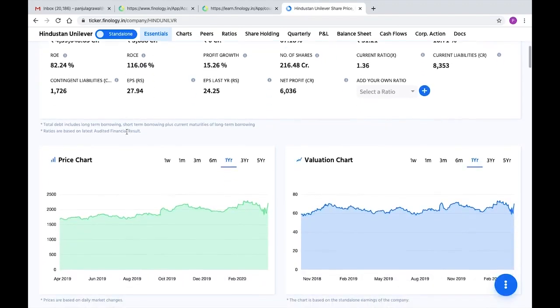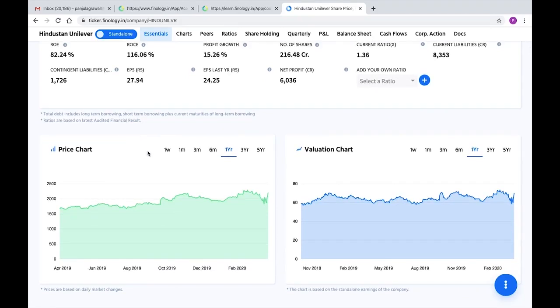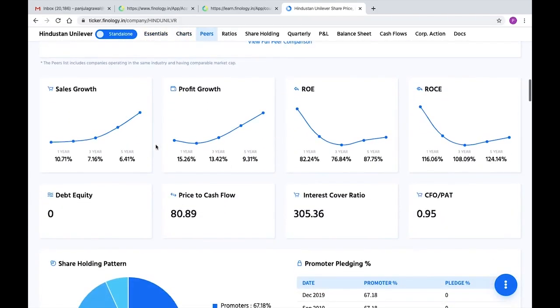So HUL has been increasing its profit every year. Let us see its profit growth graph. Here when you scroll down, the profit growth graph is visible. In the last 3 years, on an average, the company has grown its profit by 13%, while in the last 5 years, it has grown by 9%. Last year, it has grown by 15%.